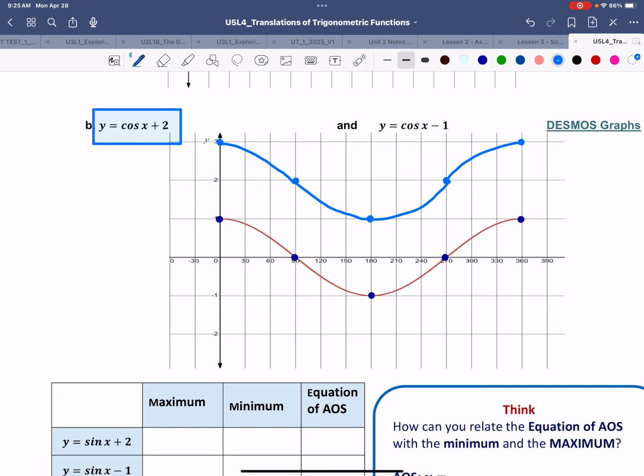And this will be the graph of the function y equals cosine of x plus 2. Next, we're going to do cosine of x minus 1. I encourage you to do this on your own. It's pretty straightforward. So y equals 1. We'll go 1 unit lower. So that will take us to y equals 0.